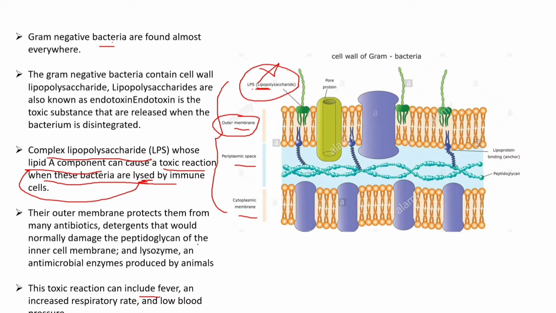So why is this harmful thing present in the outer membrane of bacteria? It is present because it protects the bacteria from many antibiotics and detergents that can normally damage the peptidoglycan layer, which is present in large amounts in gram-positive bacteria but in less amount in gram-negative bacteria. It also protects from lysozyme that can disintegrate the cell, as well as many antimicrobial enzymes that are produced by animals.